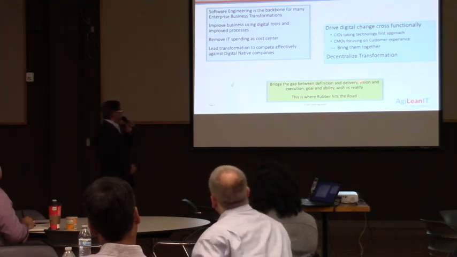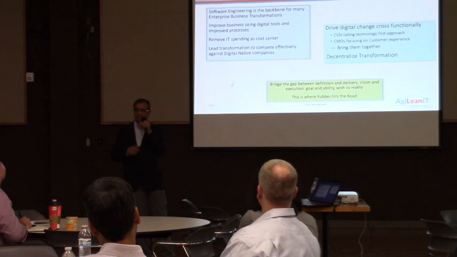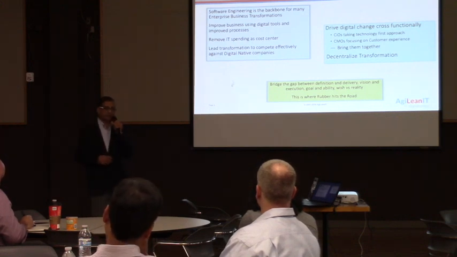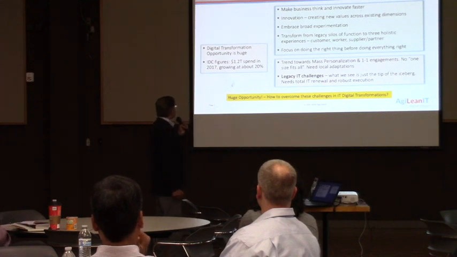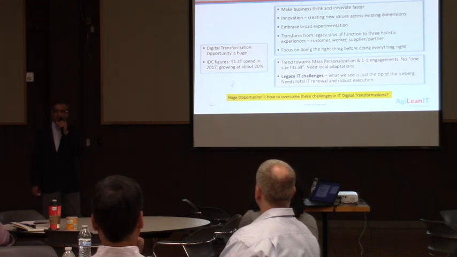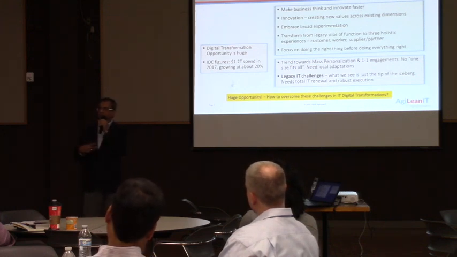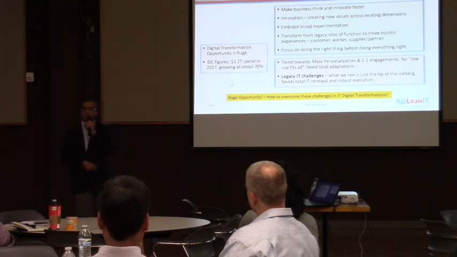Bridging the gap between definition and delivery, wish versus reality, that's where the rubber hits the road, and this is very important from a transformation perspective. And this is a huge opportunity. Last year it was $1.2 trillion. And this year it's even more. It's growing at a rate of 20%. And so this opportunity cannot be missed. And it's growing even for next year as well. So we all, being part of that ecosystem, it's in our best interest to be part of this transformation, to drive these transformations in our organizations.